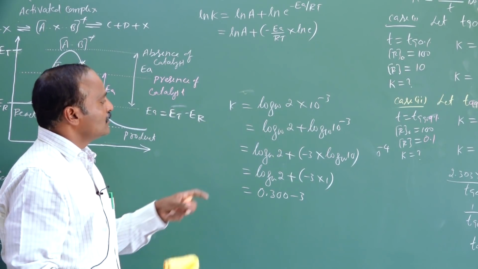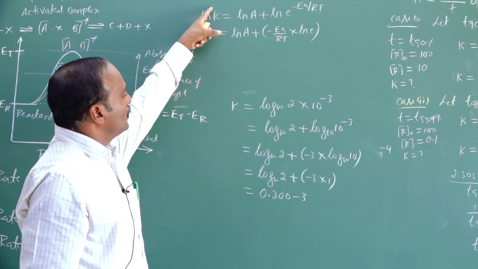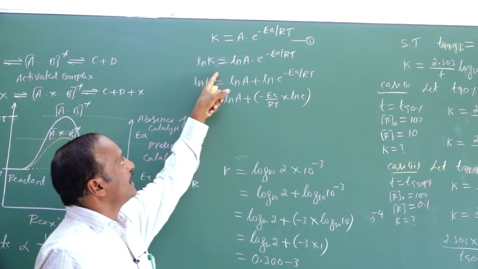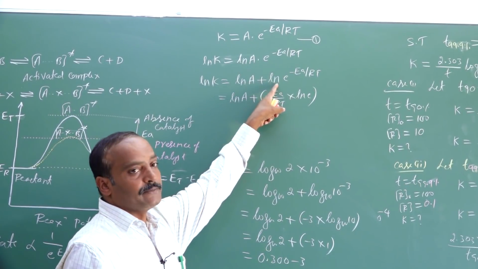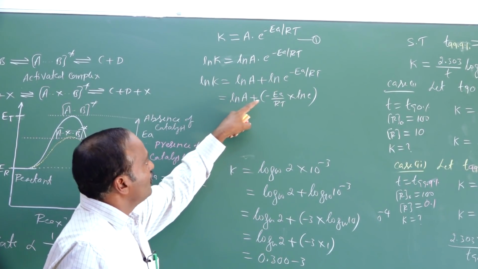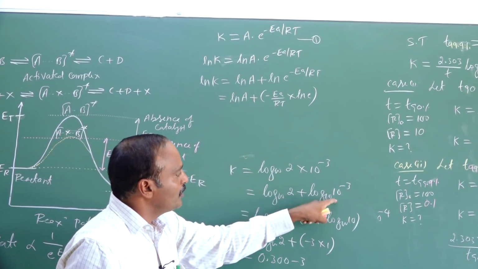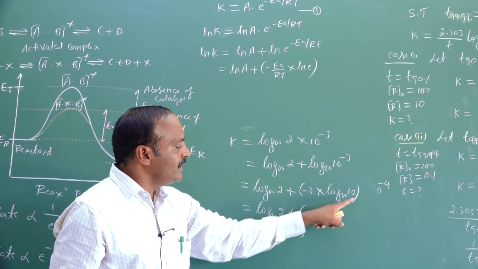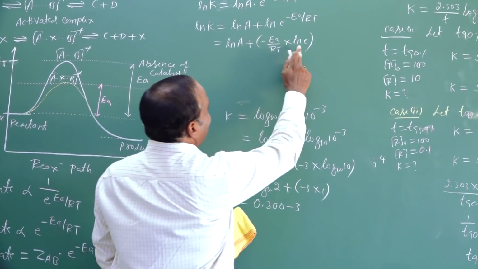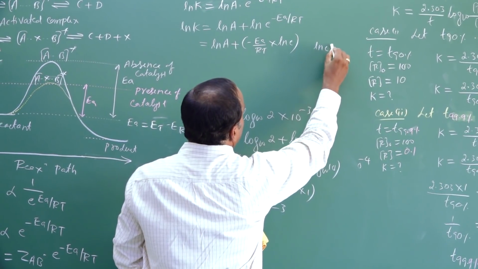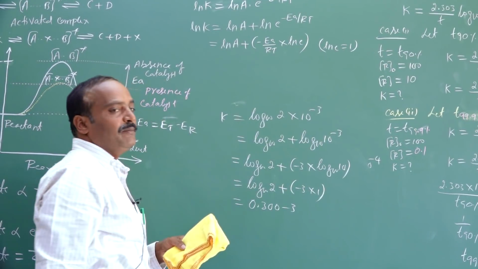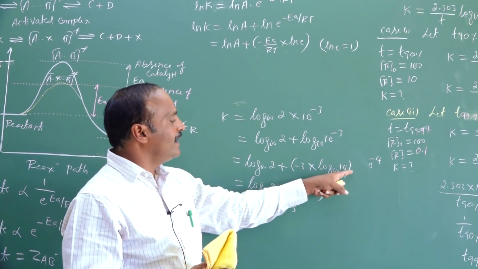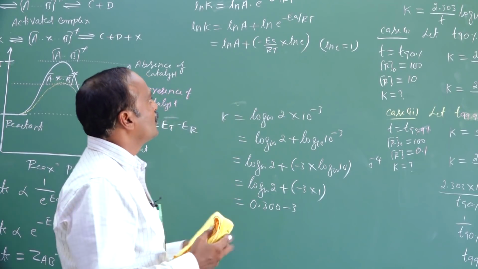Here also ln K is equal to ln of A into e to the power of minus Ea by RT. Log ab is log a plus log b. Here ln A is equal to minus Ea by RT. Log base 10 of 10 to the power of minus 3 is minus 3 into log base 10 of 10. What is the value of log base 10 of 10? 1. What is the value of ln e? Ln e is equal to 1.